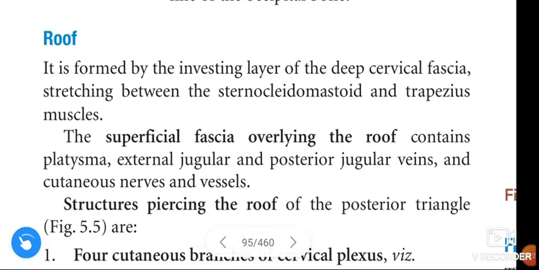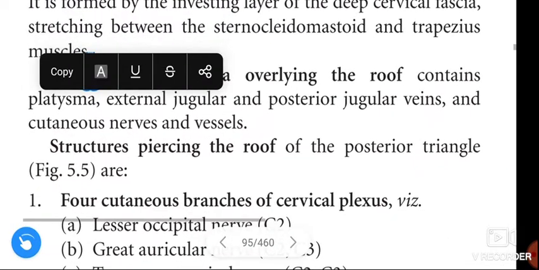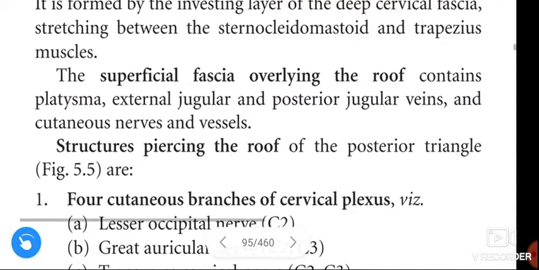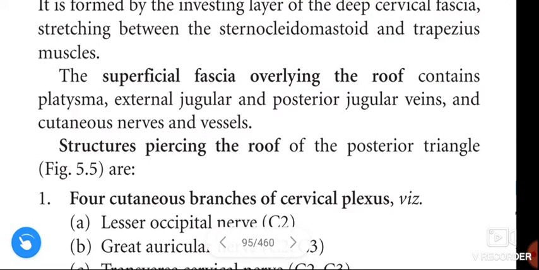Next, roof of the posterior triangle. The roof is formed by the investing layer of the deep cervical fascia stretching between the sternocleidomastoid and trapezius muscles. Next, the superficial fascia overlying the roof contains the platysma, external jugular and posterior jugular veins, and cutaneous nerves and vessels.